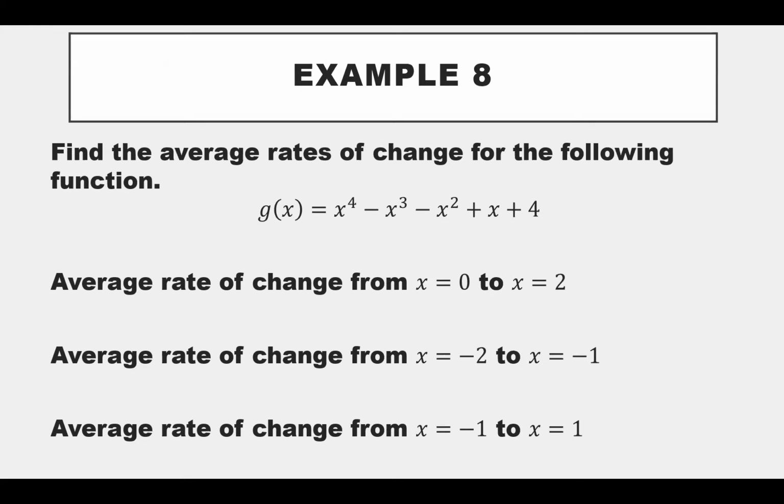Let's do the example in front of us, which deals with the function we were just dealing with, g of x equals x to the 4th minus x to the 3rd minus x squared plus x plus 4. We're going to find the average rate of change from x equals 0 to x equals 2. And then from x equals -2 to x equals -1. And then from x equals -1 to x equals 1.